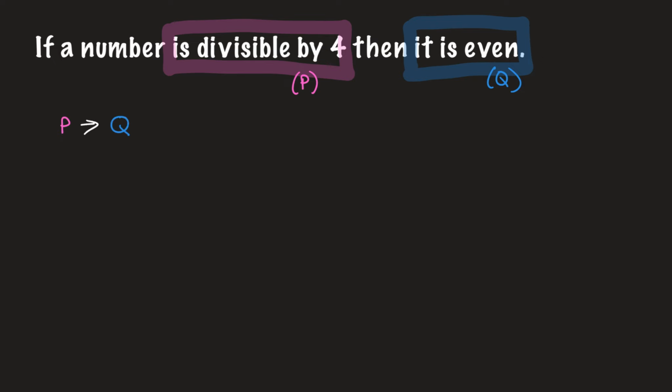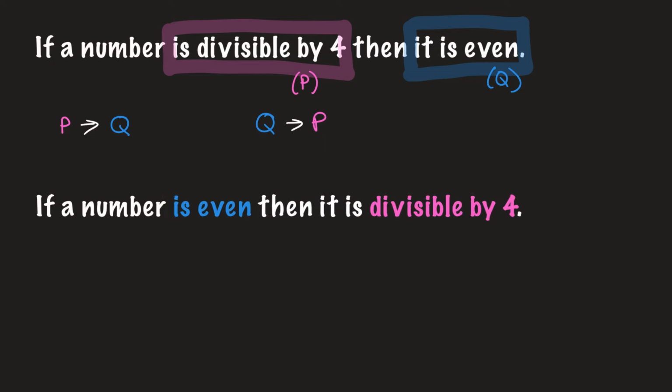So if P, then Q is our standard conditional. And now we are looking at the converse of it. So it's going to be if Q, then P. So let us switch the Q and the P around. So we're going to have it is even, then it is divisible by 4. So we have if a number is even, then it is divisible by 4. And you can see that the P and the Q have switched places.